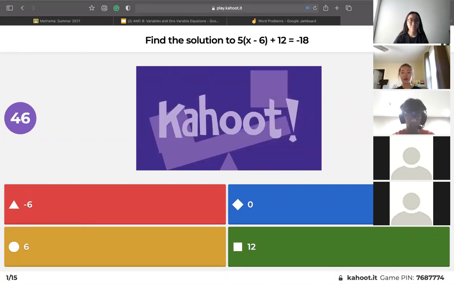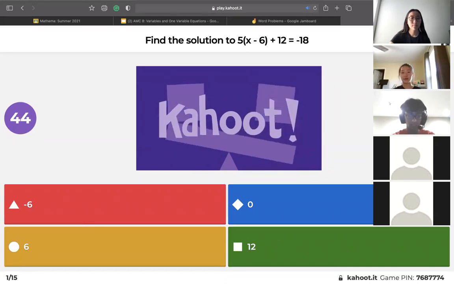If you want, you can have a scrap piece of paper next to you so you can solve these on paper.